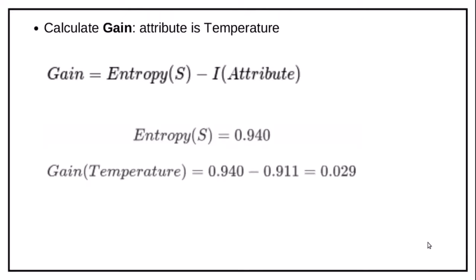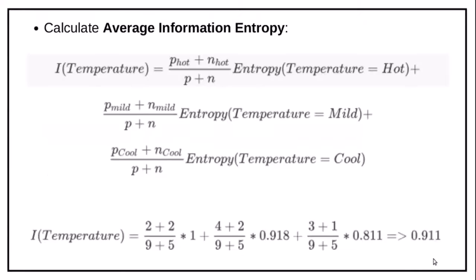Now what was the next step? Next step was to calculate the gain. So again, gain is equal to entropy of S minus I of attribute. How much was the entropy? 0.940. So what will be the gain? Gain will be 0.940 minus, what was the value?